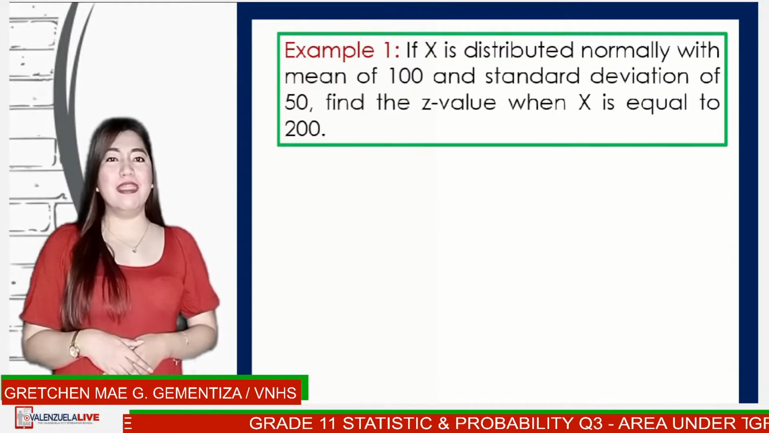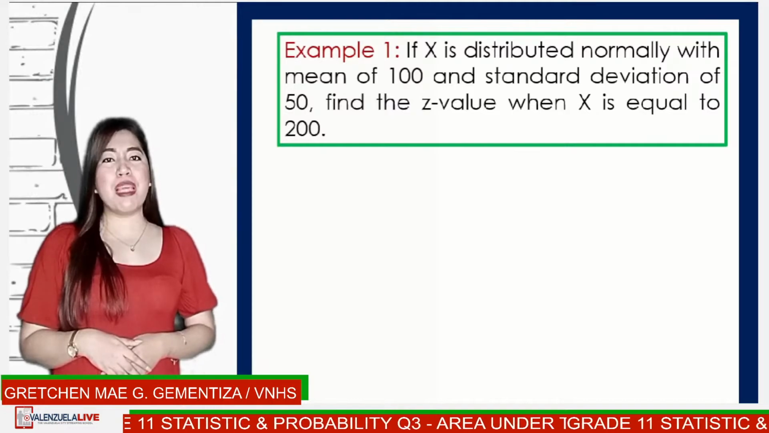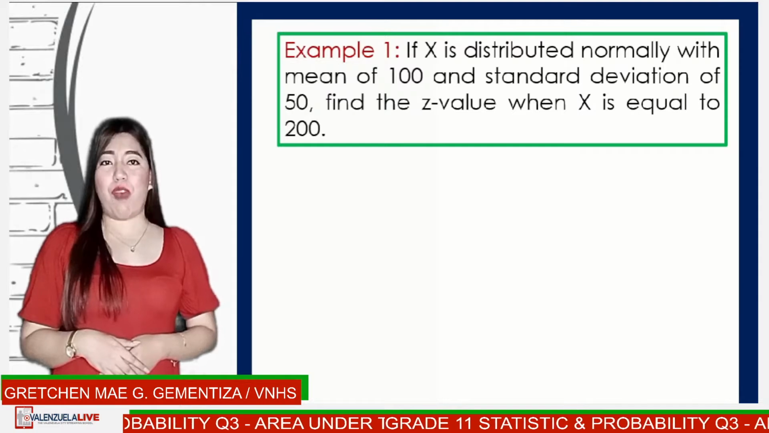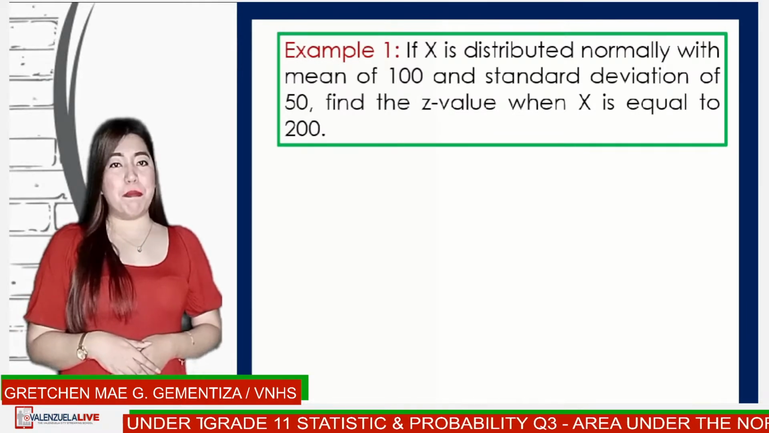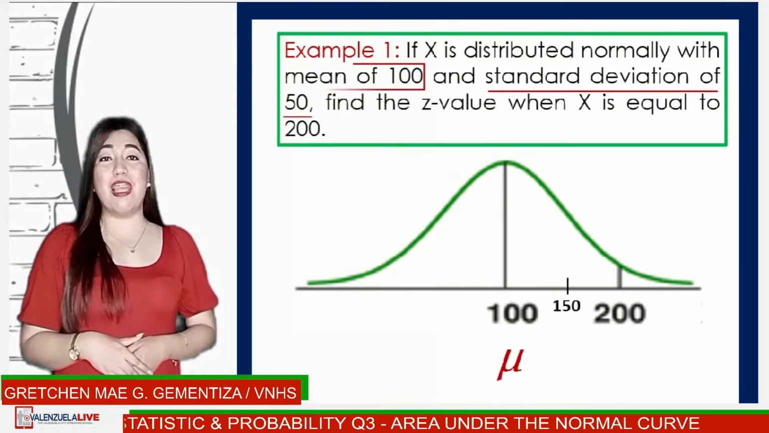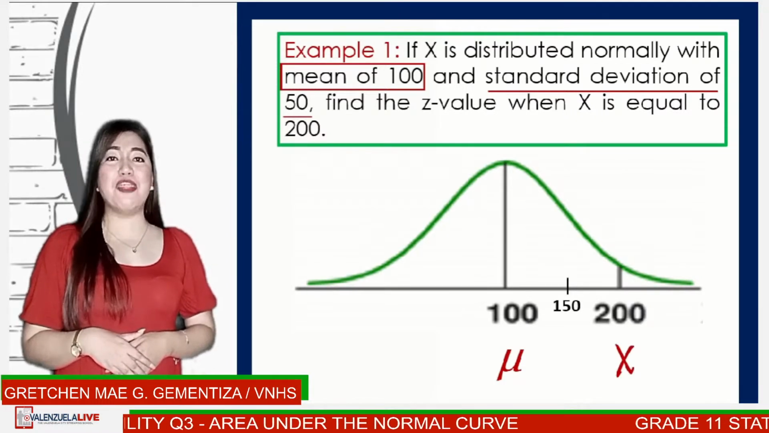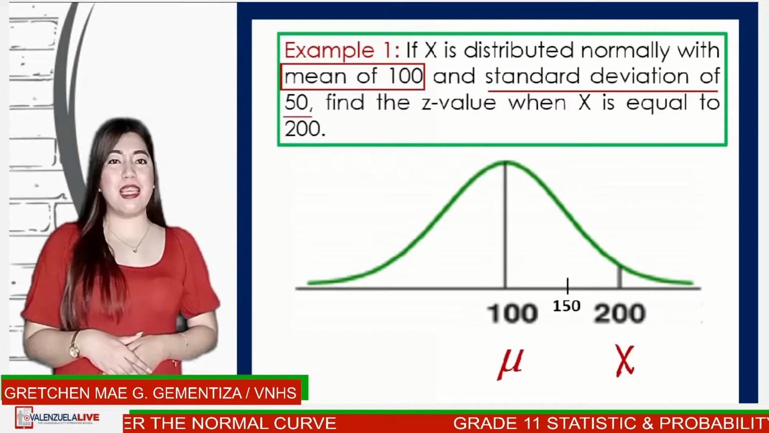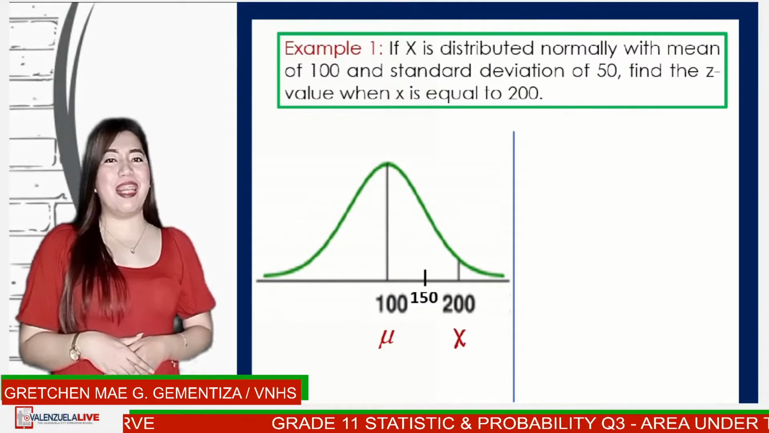Example number 1. If x is distributed normally with mean of 100 and standard deviation of 50, find the z-value when x is equal to 200. Mean and standard deviation are given in the problem, and we are asked to convert x, which is equal to 200, into standard normal distribution. To do this, let us simply plug in the given z-score formula.